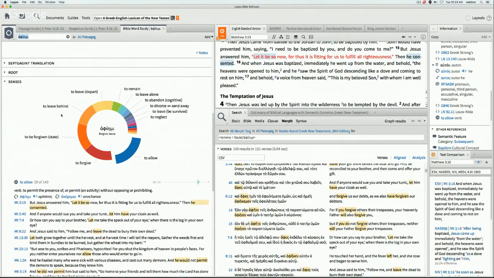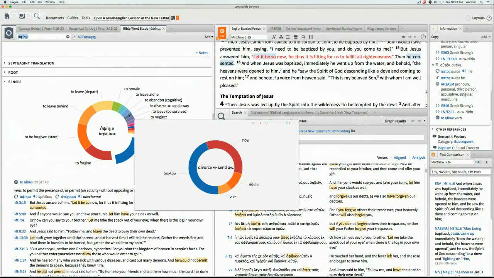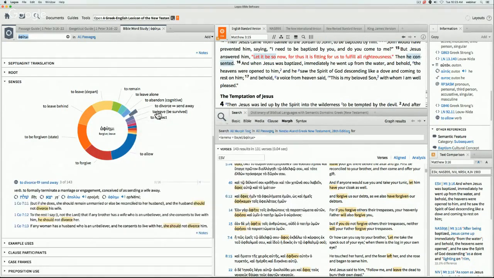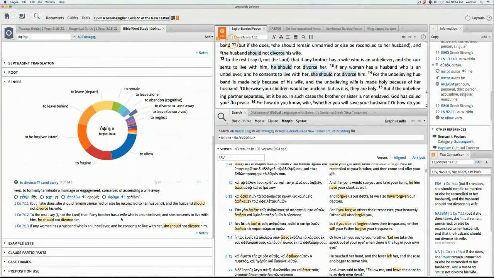In the Lord's Prayer, it talks about forgive, but you see that there's another sense here, to divorce or send away. In the context of 1 Corinthians 7, Paul is saying that a husband should not aphiemi his wife. Now, is he saying that he should not forgive her? Obviously not. This is a context where the meaning changes quite a bit based on what's being admonished here. He's saying that the husband should not leave his wife, should not divorce her.